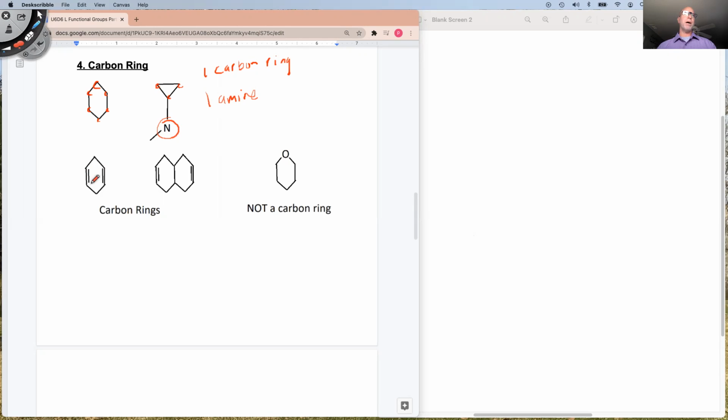Even though there's a double bond right here, this is also a carbon ring because it creates a ring of just carbon. And this here, we would have two rings. I'll put two C rings here, two carbon rings.